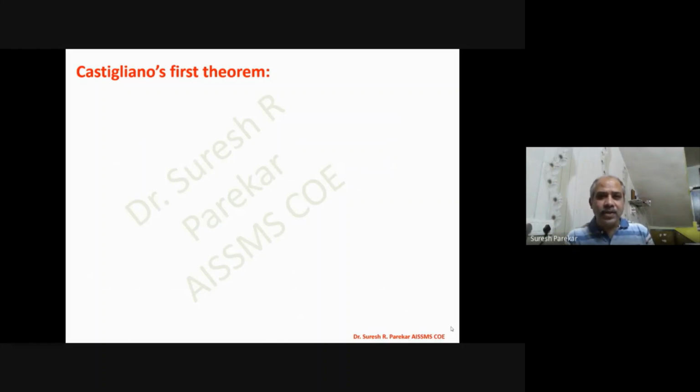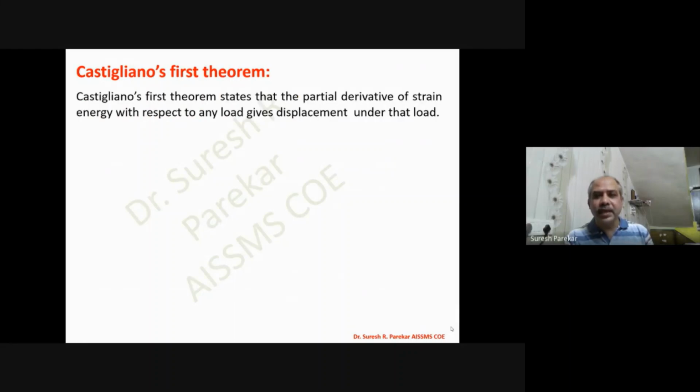Now, this Castigliano's theorem is also known as the strain energy method. Castigliano's first theorem states that the partial derivative of strain energy with respect to any load gives displacement under that load. But this load should be a variable load. We should not have a constant load because we cannot take a derivative with respect to a constant load. So Castigliano's theorem states that the partial derivative of strain energy with respect to any load gives displacement under that load.